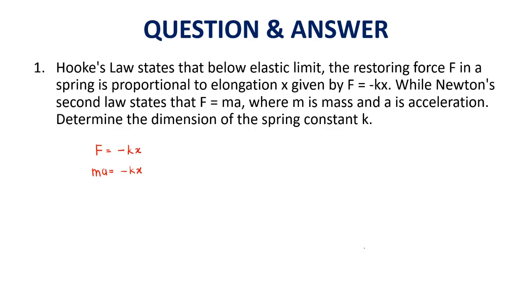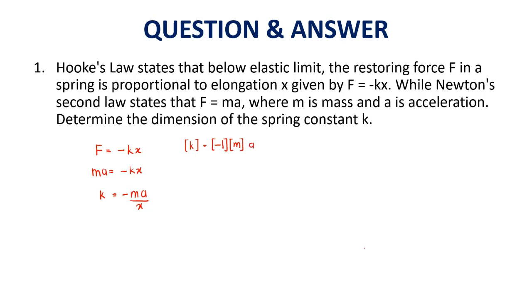So since the question asks us to determine k, we rearrange the equation: k equal to ma over x. Jangan lupa letak negatif in front of it. Since soalan nak dimension of k, we put k in the square bracket, also any other physical quantity. So, negative 1 is the dimensionless constant, kita letak juga dalam square bracket. The square bracket meaning that it is a soalan. So, selagi tak jumpa jawapan, we have to put everything in the square bracket.